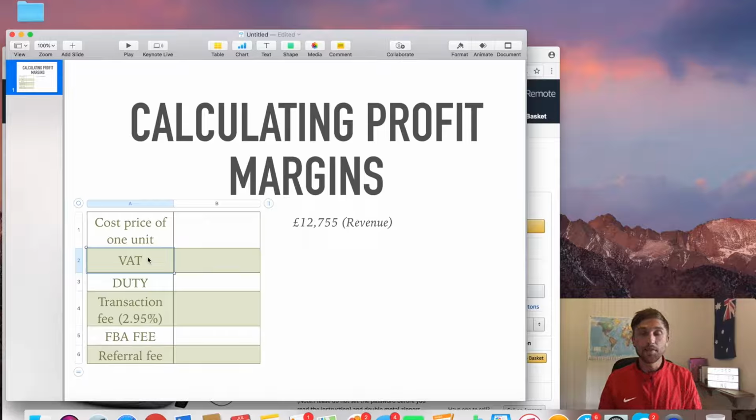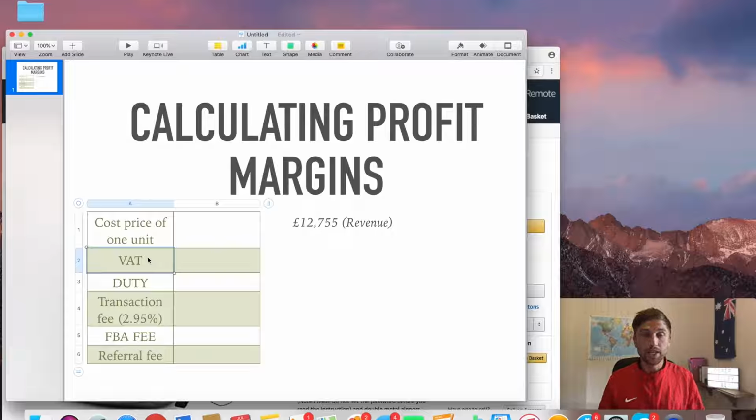fee. The FBA fee is based on weight and size. We can calculate that using a special calculator that Amazon has actually created themselves. The referral fee is a percentage cut of every sale that Amazon will take, right? Sounds overwhelming, but don't worry about it. We're going to look at an example now. You can go and write this down and you can apply it for yourself, okay? Nothing to worry about at all here.